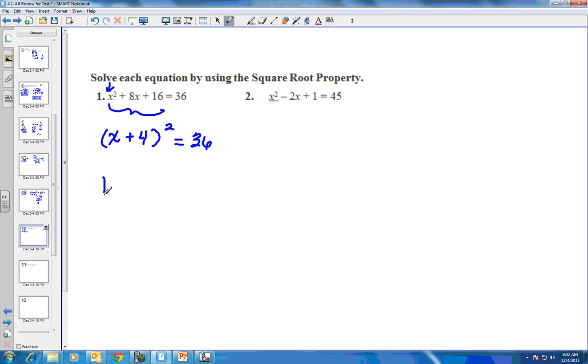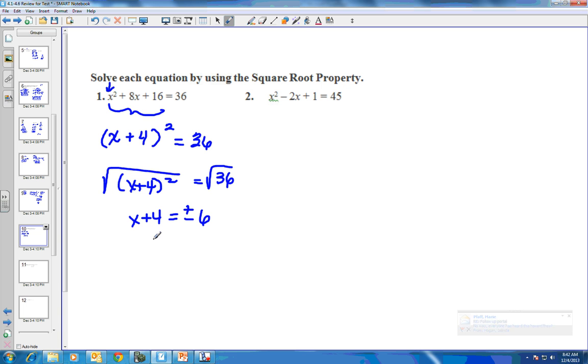Okay, now we're going to take the square root of both sides. On the left-hand side, that means I have x plus 4 equals, and the square root of 36 is, and we need plus or minus in front of it, or we're going to miss one of our answers. To solve for x, I'm going to subtract 4. So I get x equals -4 plus or minus 6.